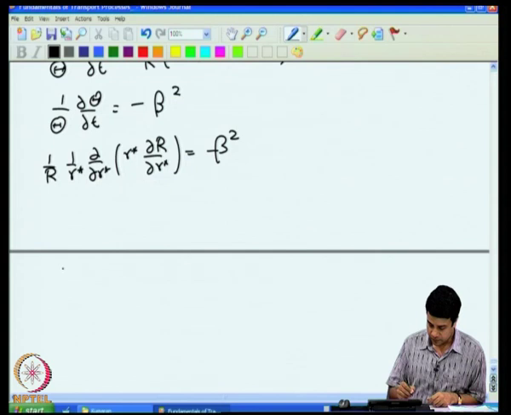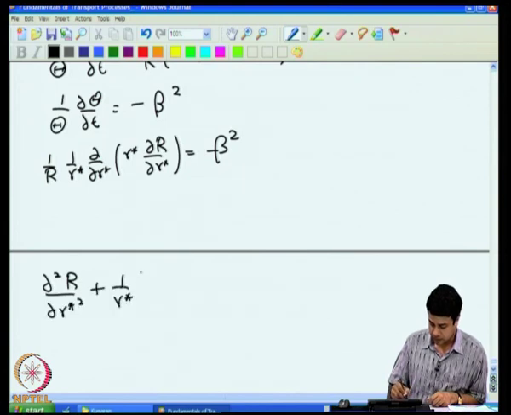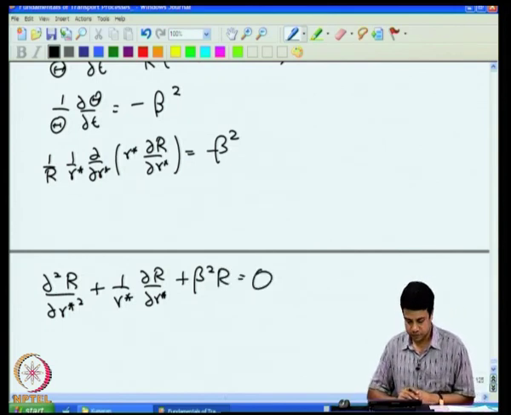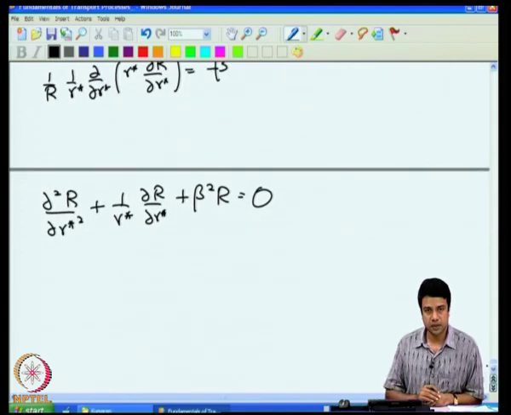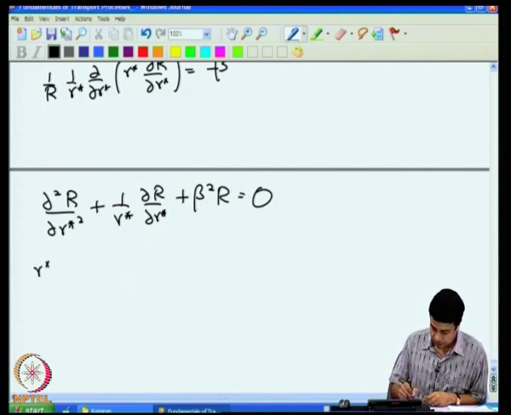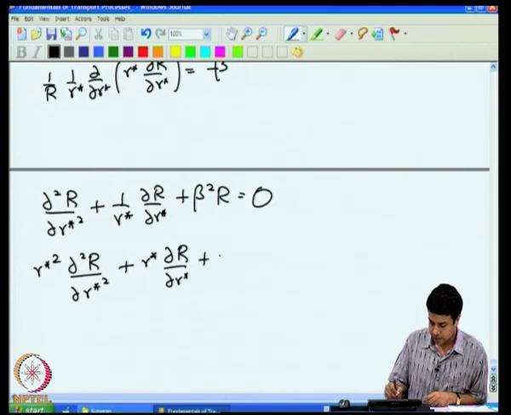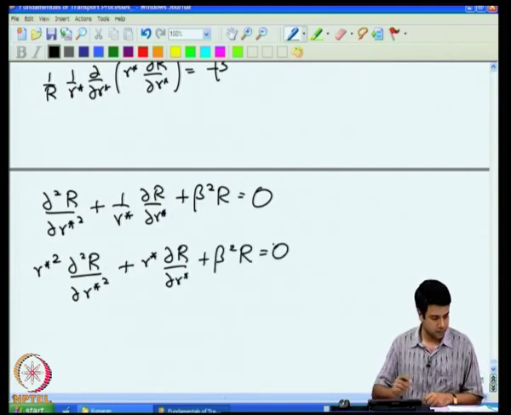Therefore, if I expand out this equation, I will get d square R by dr star square plus (1/r star) dR by dr star plus beta square R is equal to 0. That is the differential equation for R. I can multiply throughout by r star square to get r star square d square R by dr star square plus r star dR by dr star plus beta square r star square R is equal to 0.